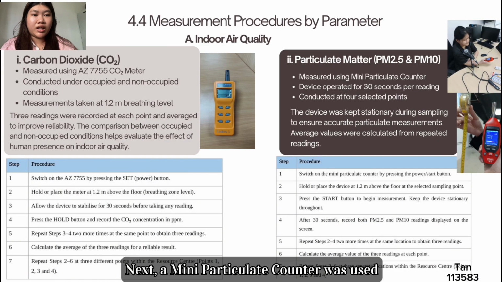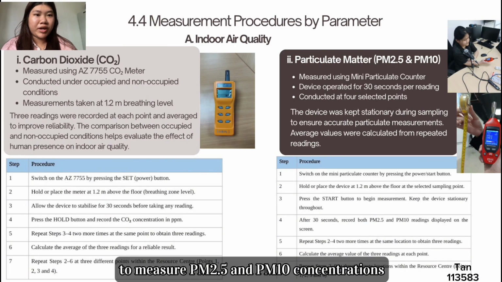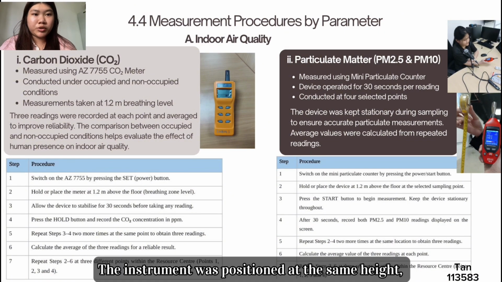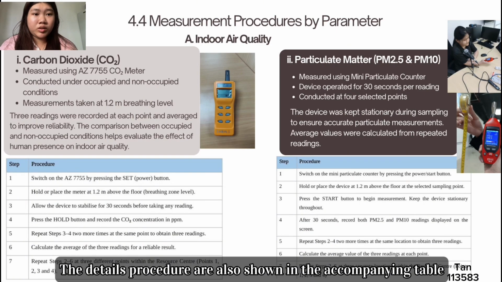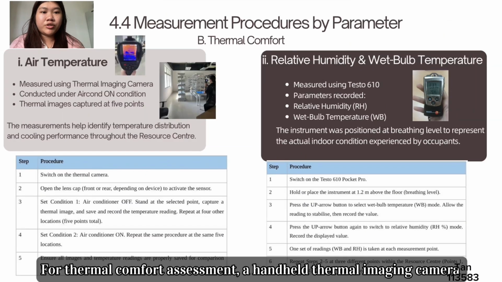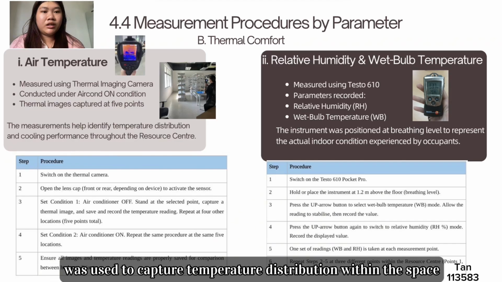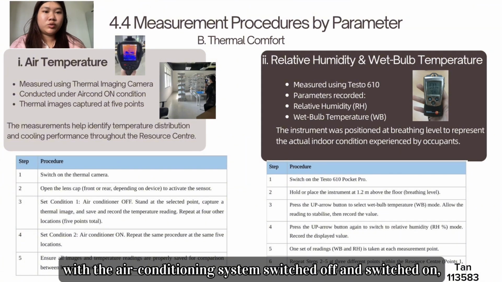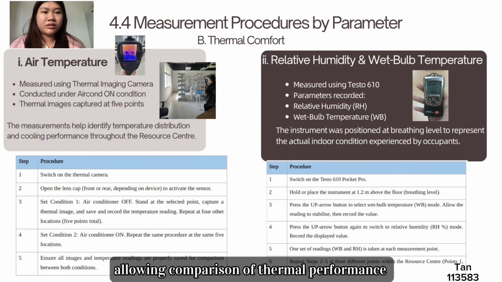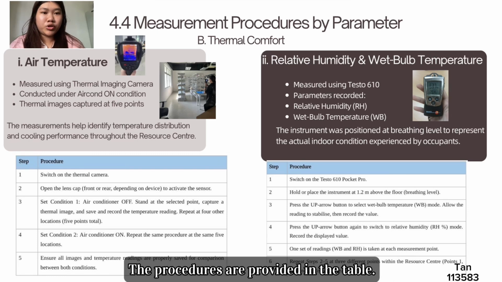Next, a mini particulate counter was used to measure PM2.5 and PM10 concentration. The instrument was positioned at the same height and readings were recorded after a 30 seconds sampling period. The detailed procedure is also shown in an accompanying table. For thermal comfort assessment, a handheld thermal imaging camera was used to capture temperature distribution within the space. Measurements were conducted under two conditions, with the air conditioning system switched off and switched on, allowing comparison of the thermal performance. The results are provided in the table.